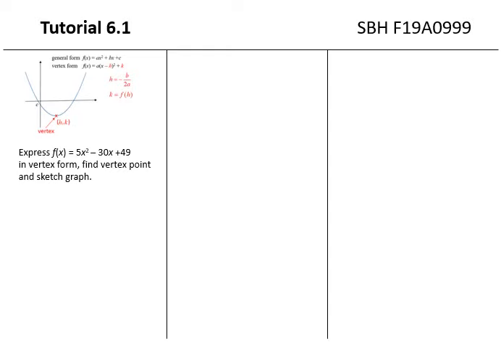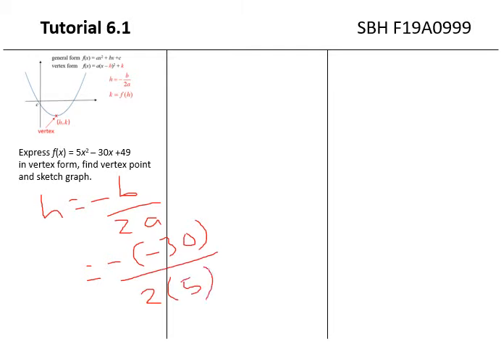The formula for finding h equals negative b divided by 2a. b is negative 30 divided by a, which is 5. So we're going to get the value 3 for h. h is 3. Now we want to find k.